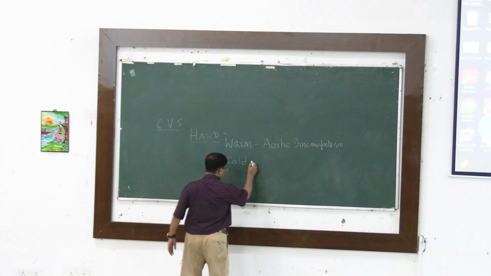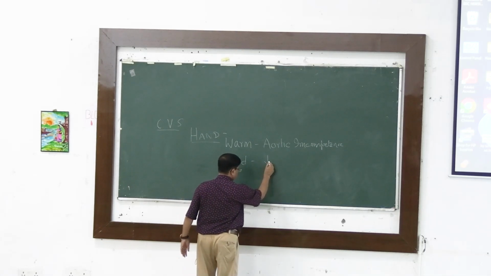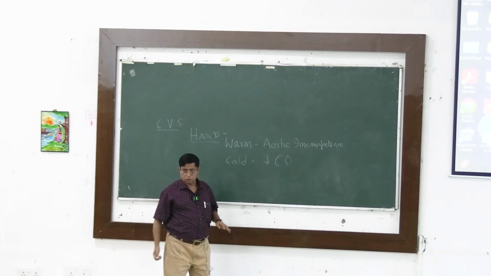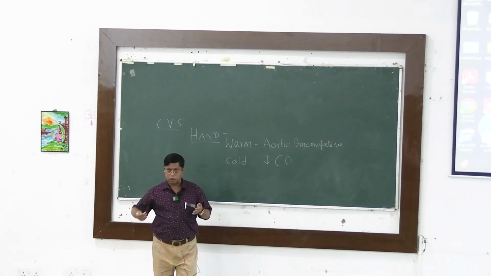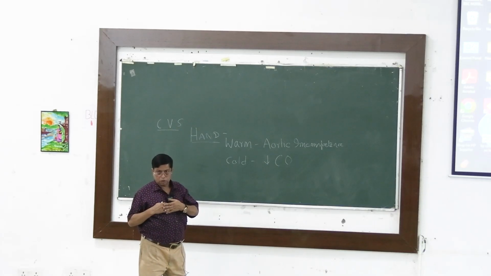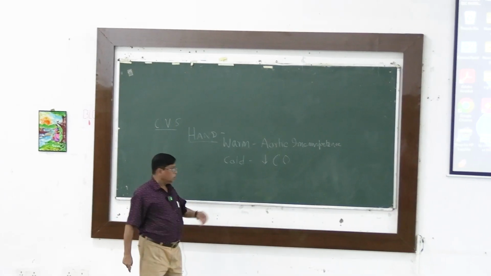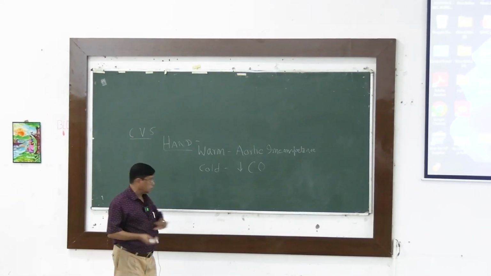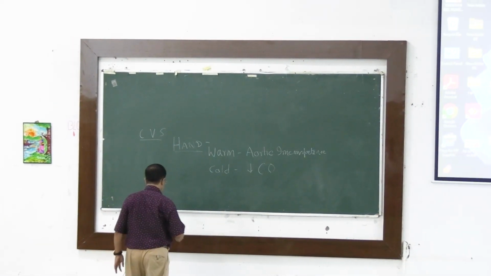This is because it is a hyperdynamic circulatory state. Similarly, the hand may be cold if there is low cardiac output. If the patient has left ventricular failure or is in severe heart failure, it is a low cardiac output state. His cardiac output is low, so low cardiac output means a cold hand. This is about the hand.